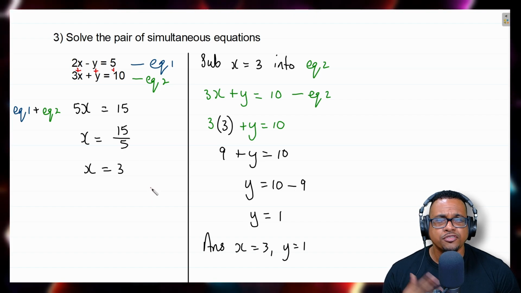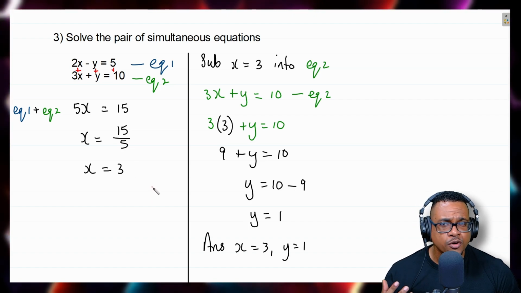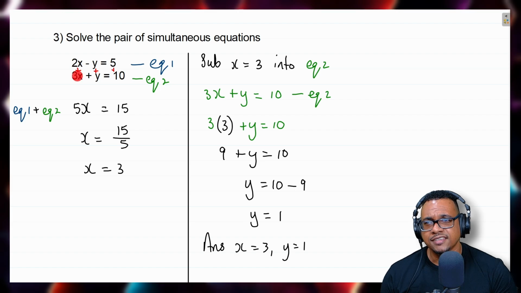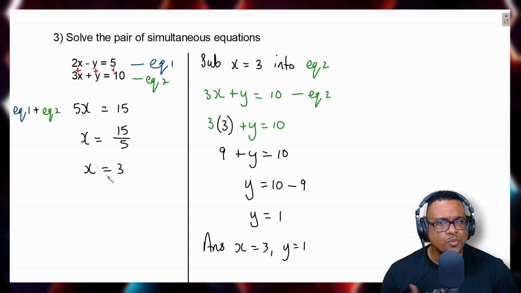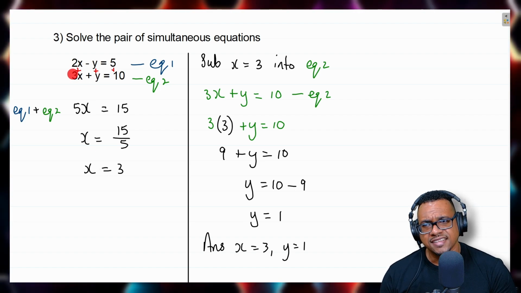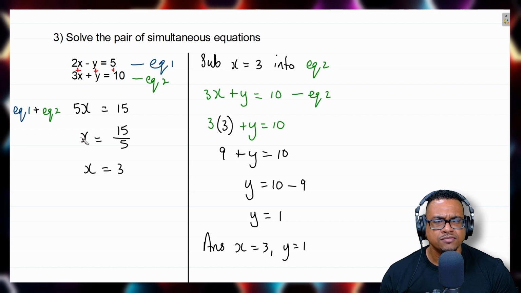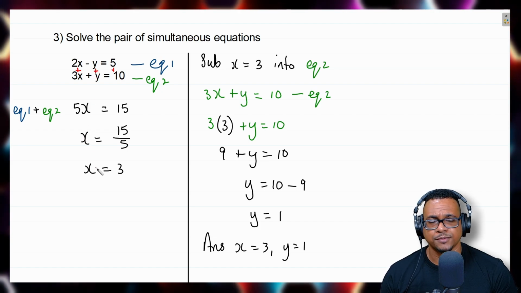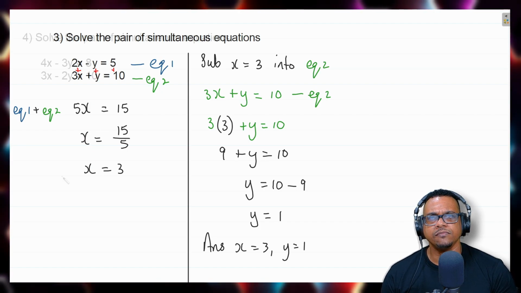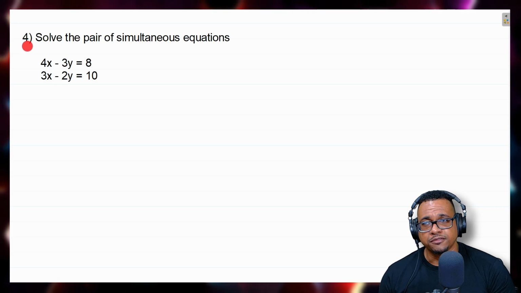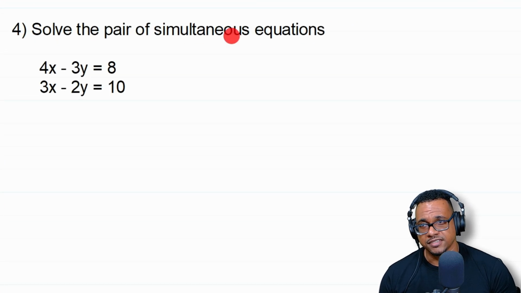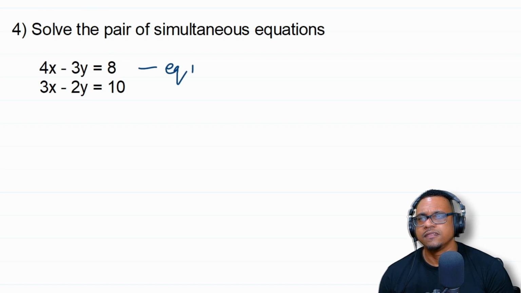Now, so far, these 3 questions were nice. You always had a way to either eliminate the x or the y. So what if the magnitude of the numbers in front of the x's are different and the magnitude of the numbers in front of the y's are different? What do we do then? Well, that's why we have question 4 here. Of course, we're solving a pair of simultaneous equations. The first thing we're going to do is label the equations. So we have equation 1 and equation 2.